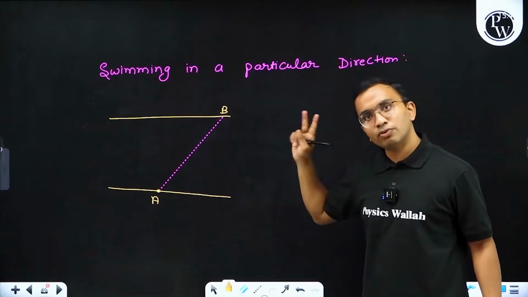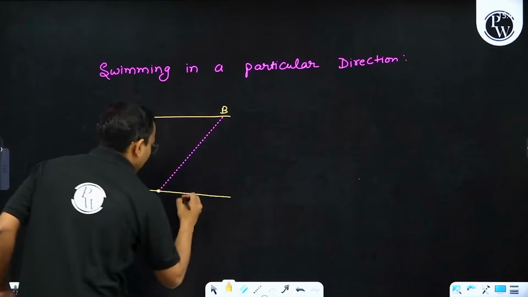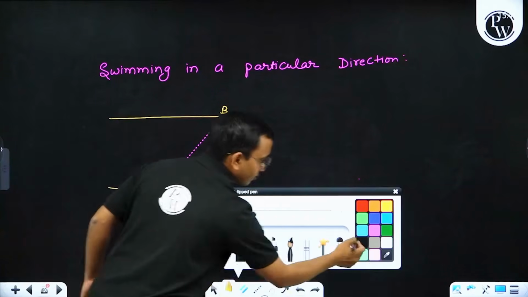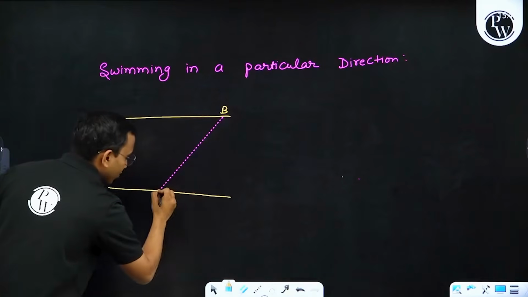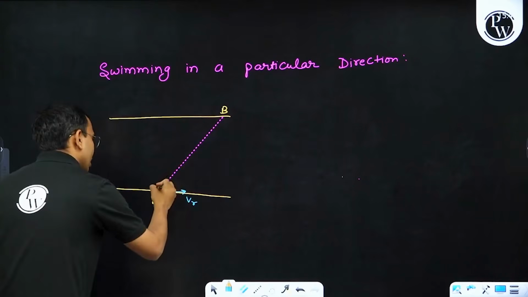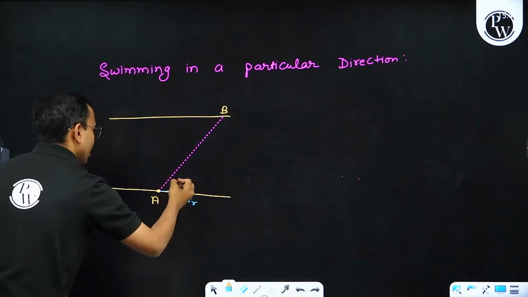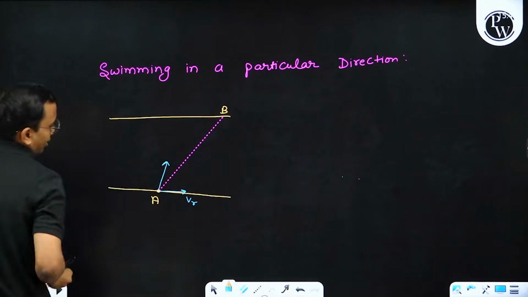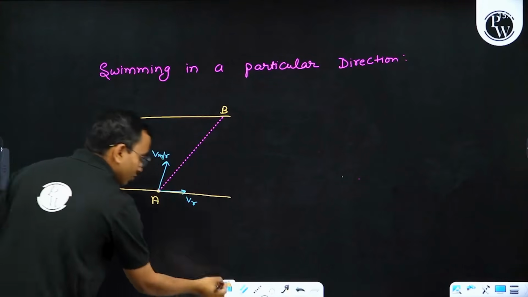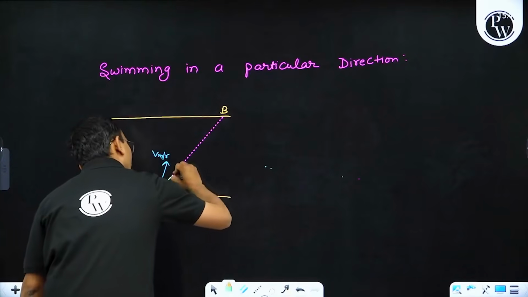The resultant of which two velocities? Velocity of man with respect to river and velocity of river. This is velocity of river. Let me write with a different color. This is velocity of river. He should swim in some particular direction. Let us take, he swims in this direction. It's not just perpendicular, it may be somewhat like this. This is velocity of man with respect to river. The resultant of these two vectors should come along this direction.